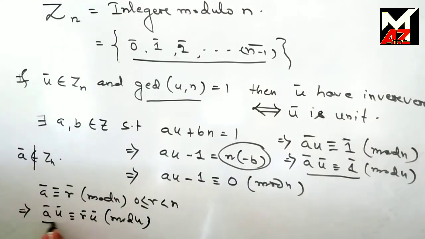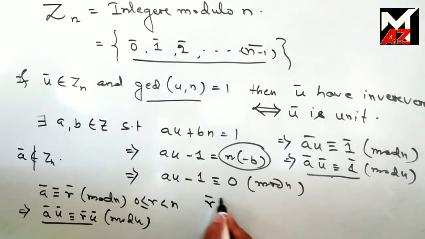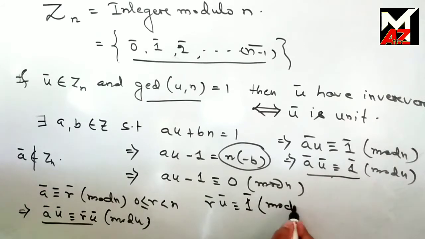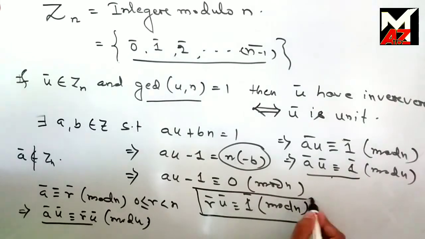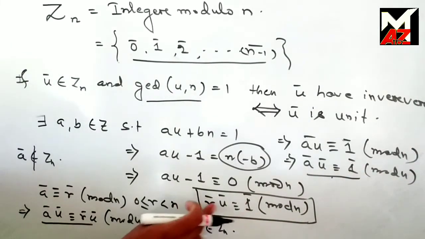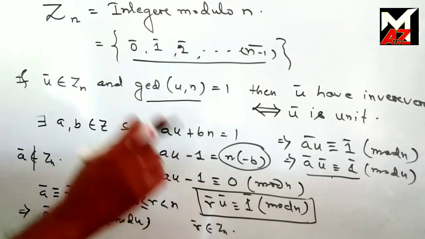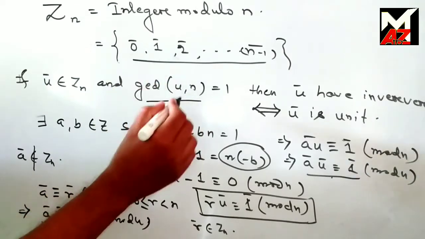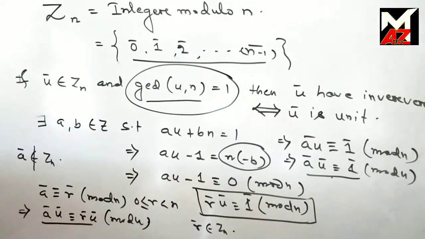And from this relation we say that R class into U class is congruent to 1 mod n. So from this relation we say that R class belongs to Zn and R class is the inverse of U class. So U class is invertible in Zn if and only if GCD of U and n is equal to 1, that is, U is prime to n.